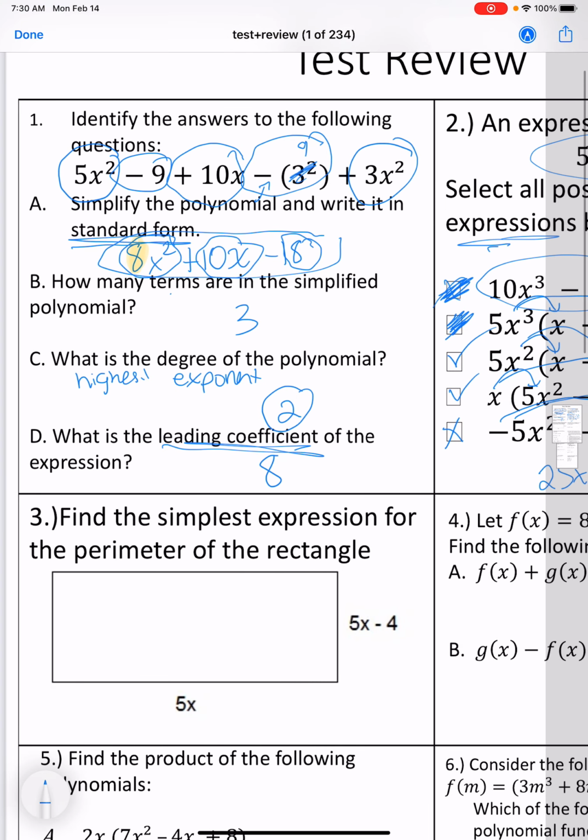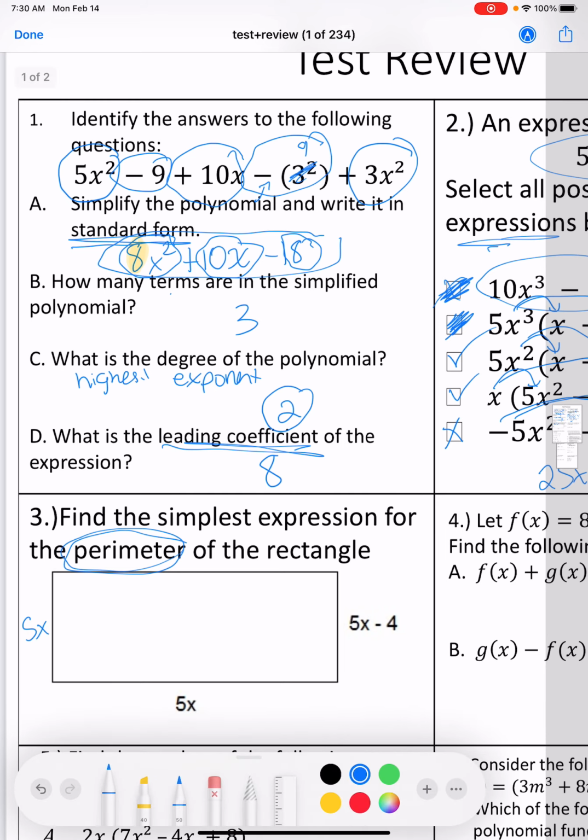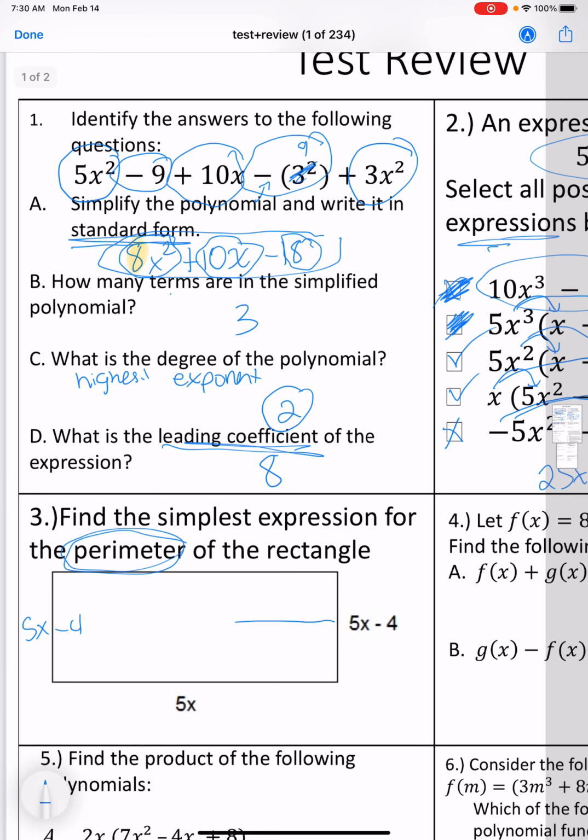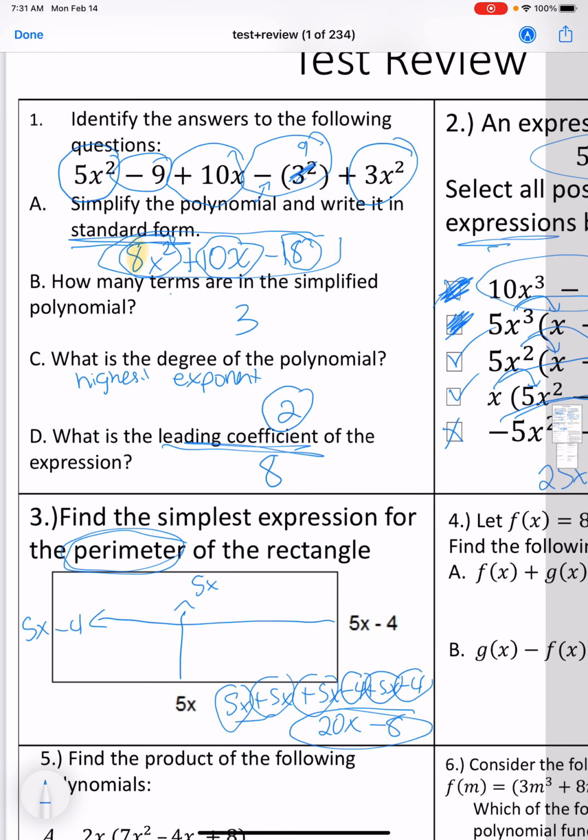Okay, our next one says find the perimeter of the rectangle. Perimeter is found by adding all 4 sides. And then we know these sides are equal and these sides are equal. So we basically just add all 4 of those things up and then simplify. Then we combine our like terms. We have 4 5x's, and so that would be 10x plus 10x, which is 20x. And then we have a negative 4 combined with a negative 4, which makes negative 8.